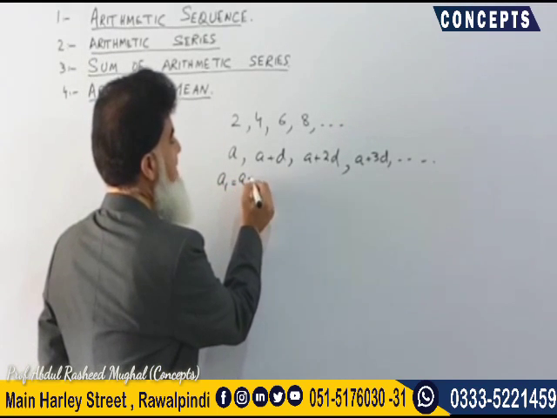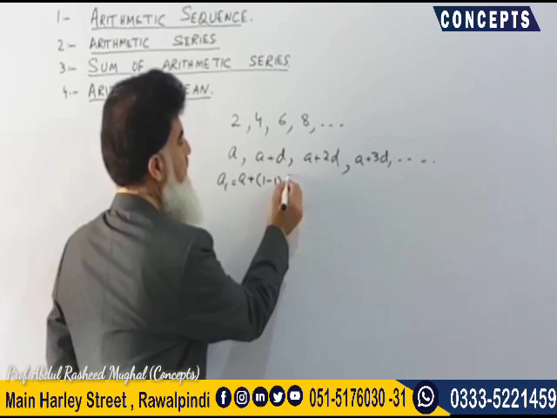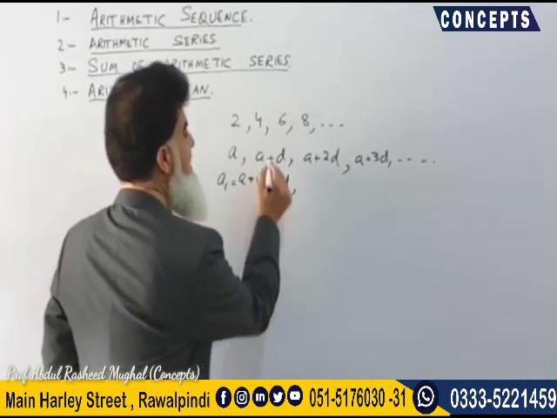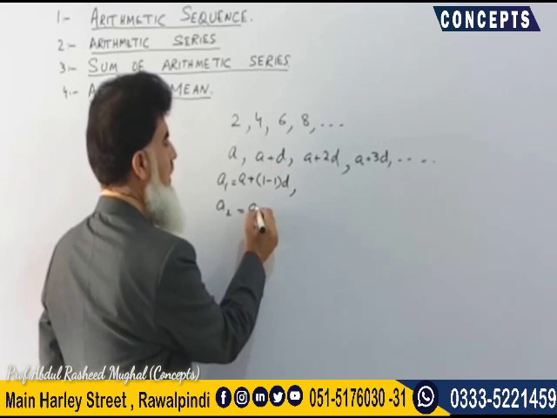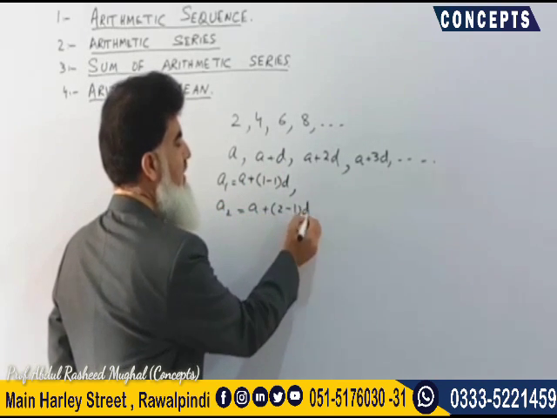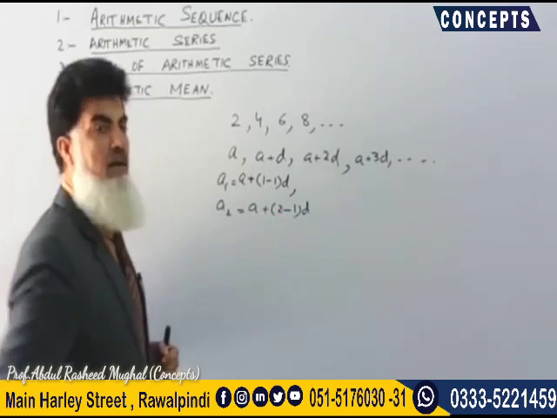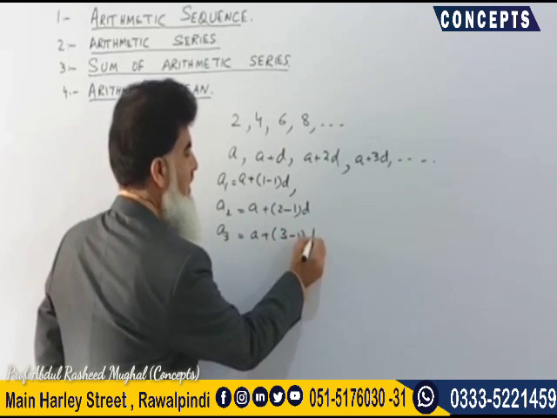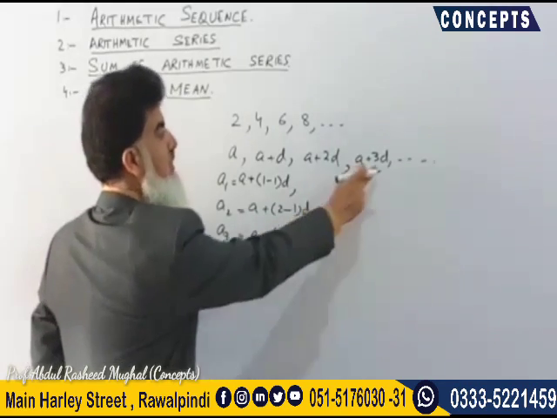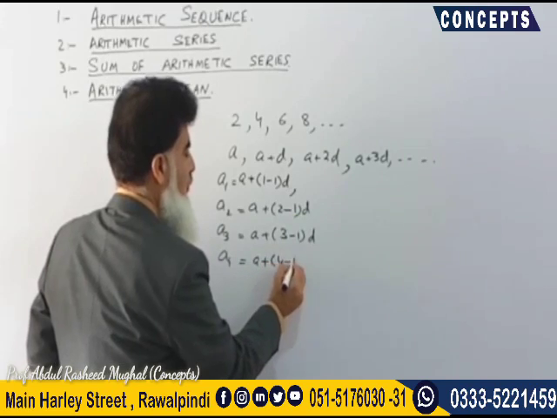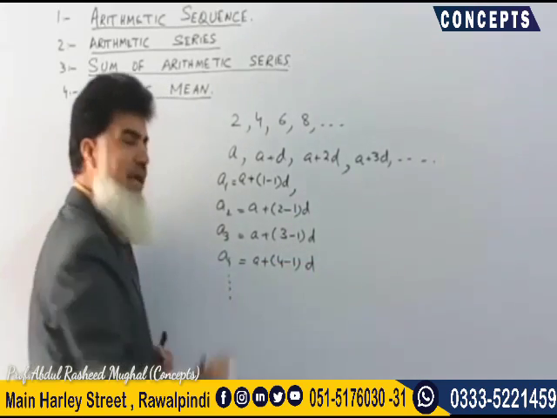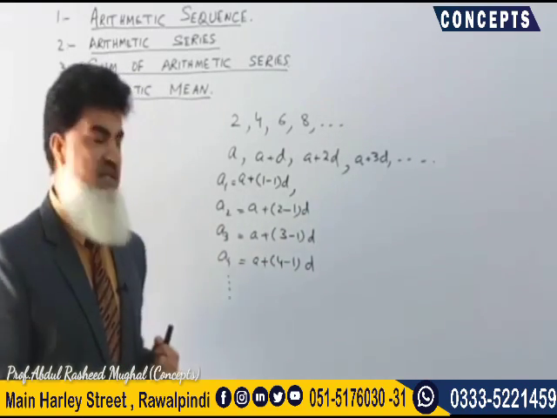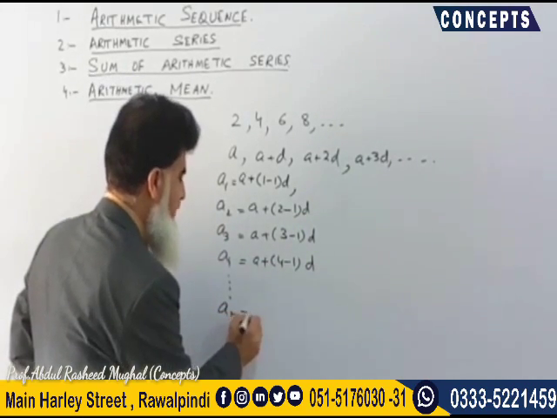This A1 can be written as A plus 1 minus 1 D. Second term can be written as A2, A plus 2 minus 1 D. Third term, A3, can be written as A plus 3 minus 1 into D. Fourth term, A plus 4 minus 1 into D. Going in the same pattern, if we are required to find the nth term of the sequence, then it will be like this.